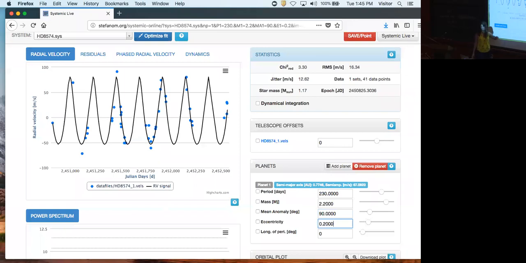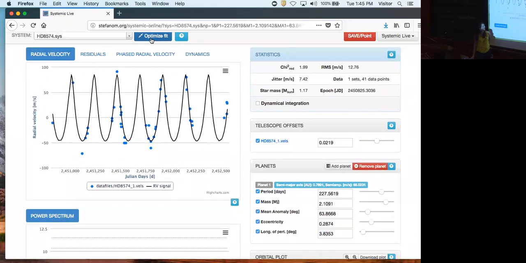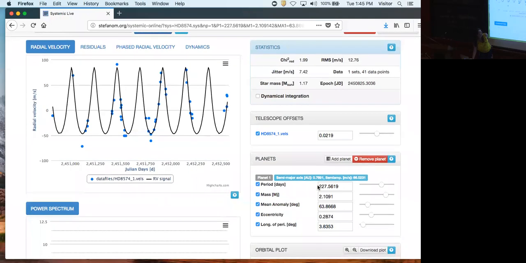Looks reasonable? Cool. Okay, so now we're going to say to Systemic, pretty please, take all of these orbital parameters and do a nice fit to them, and now we cross our fingers. Okay, it didn't change things all that much. So after the fit, where Systemic has gone through and done, I think, a Levenberg-Marquardt analysis, it's minimized the chi-squared of this, and it's spitting out that the period should be 227 days, the mass should be like 2.1 Jupiter masses, and the eccentricity is like 0.3, okay?